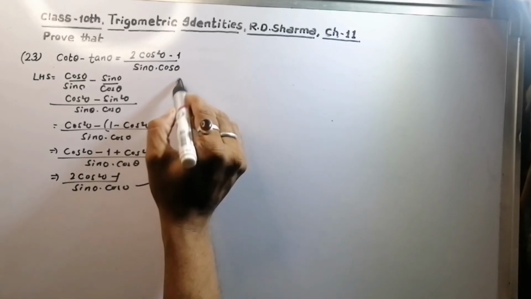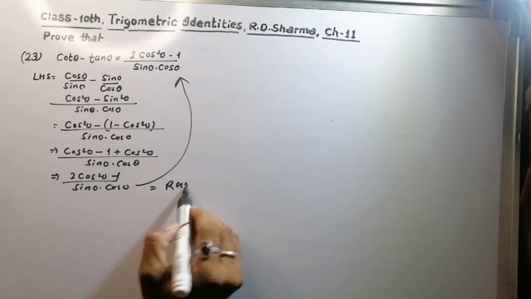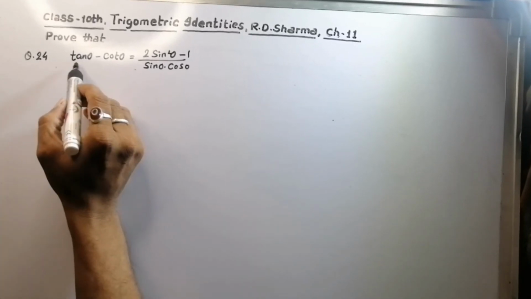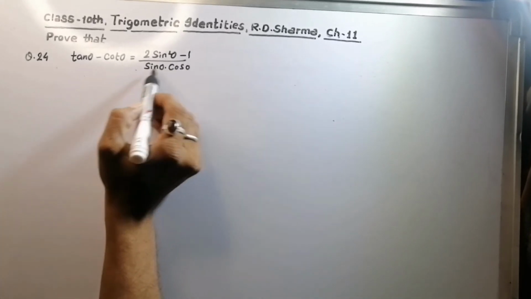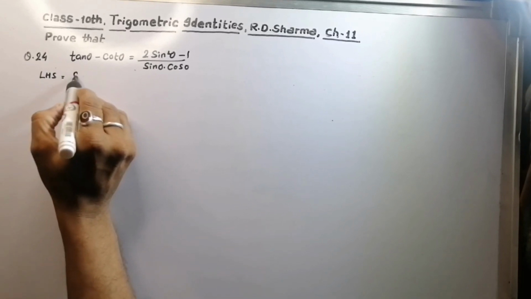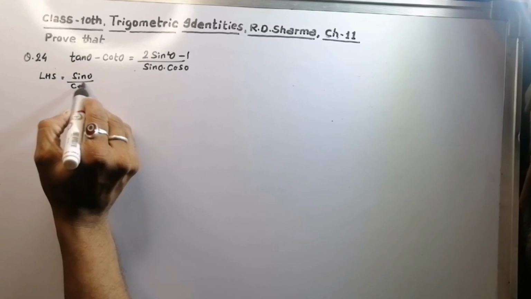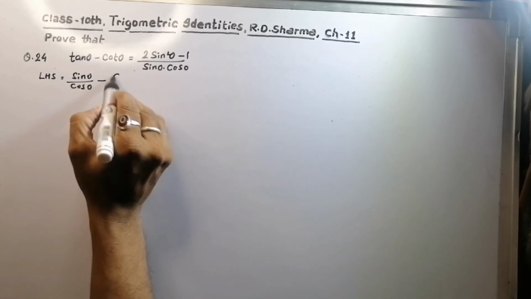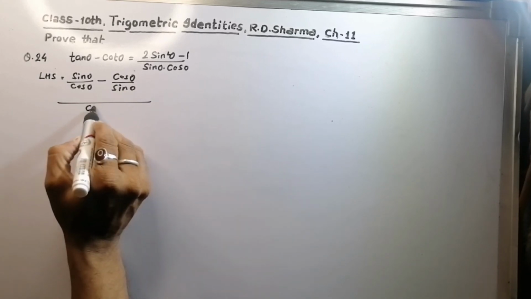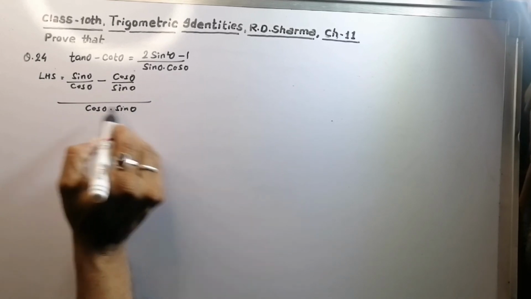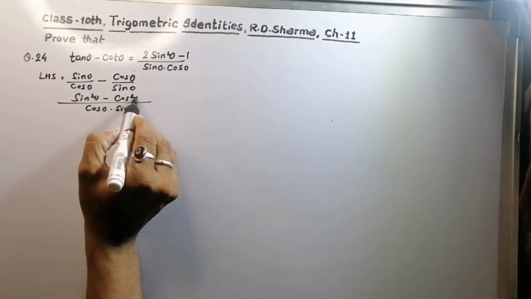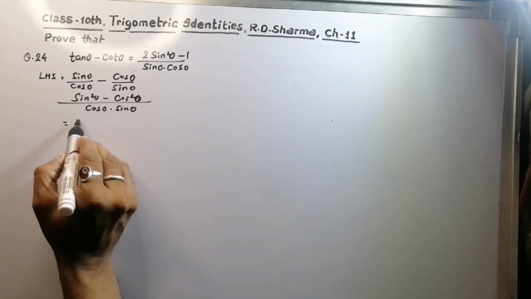Now question number 20. (cosec a minus sin a)(sec a minus cos a)(tan a plus cot a) is equal to 1. We can write in place of cosec a, 1 upon sin a minus sin a. In the second bracket we can write 1 upon cos a minus cos a. In the third bracket, in place of tan a we can write sin a upon cos a, plus cos a upon sin a in place of cot a.